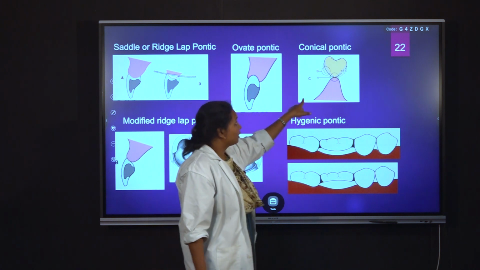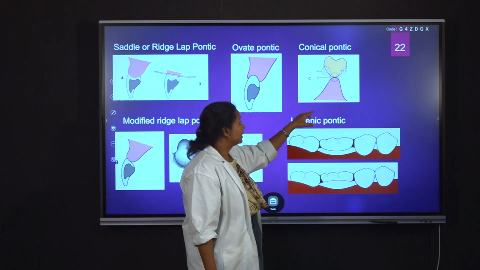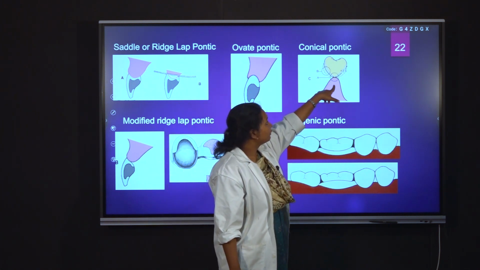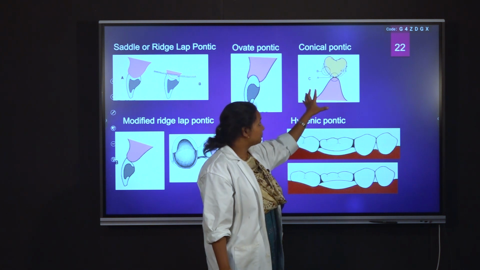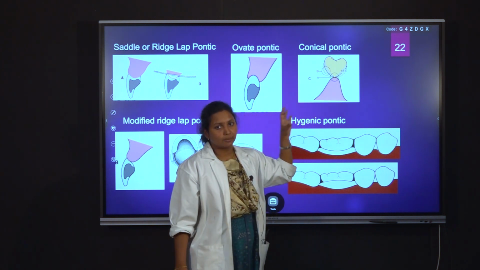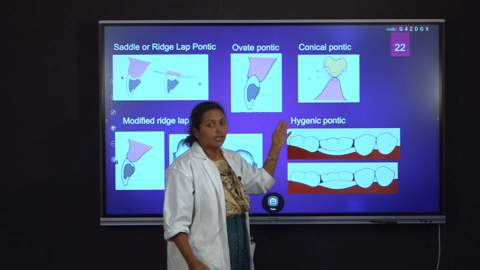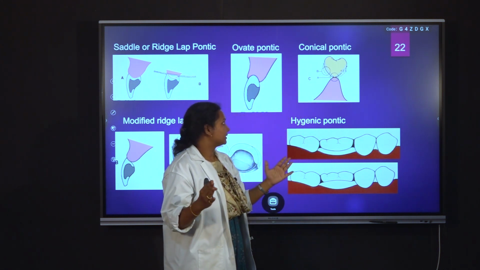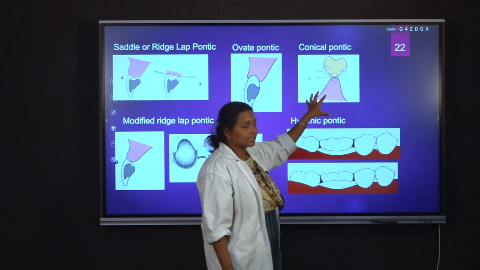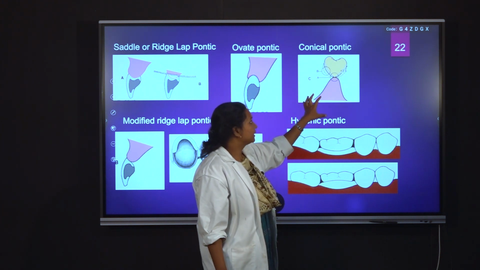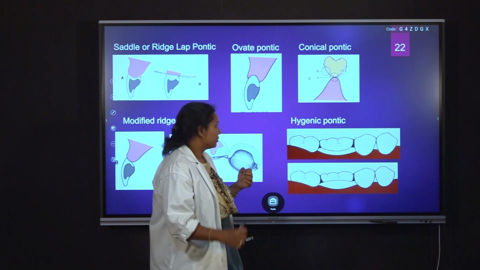And the other thing is conical Pontic. In conical Pontic there will be only one point of contact with the ridge. This Pontic is generally not given in the maxillary posterior teeth region, because here aesthetics will be hampered due to wide embrasure spaces. We will give it only in the mandibular posterior region, where cleaning is more important.